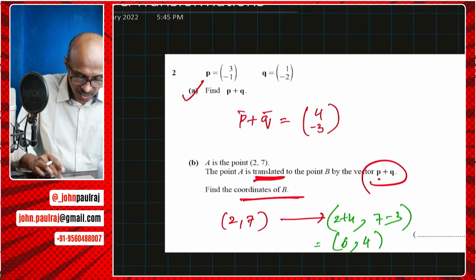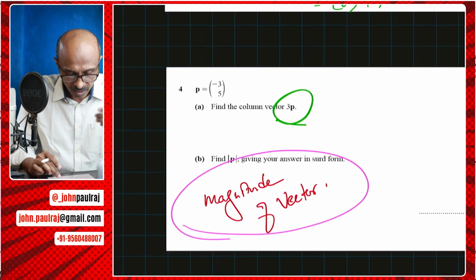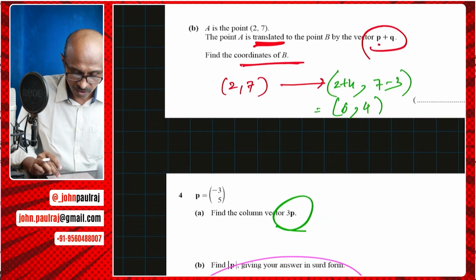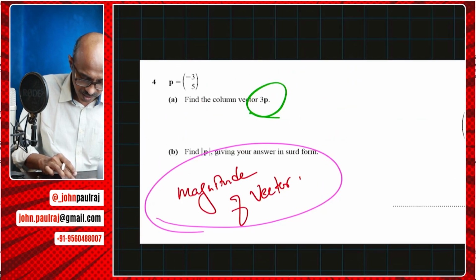So no matter what the question is, whether it's adding or subtracting the vectors that are given in column form, this is going to come in part B. All right, so those are the only types of questions from vectors, as I said. All right, so that's it.